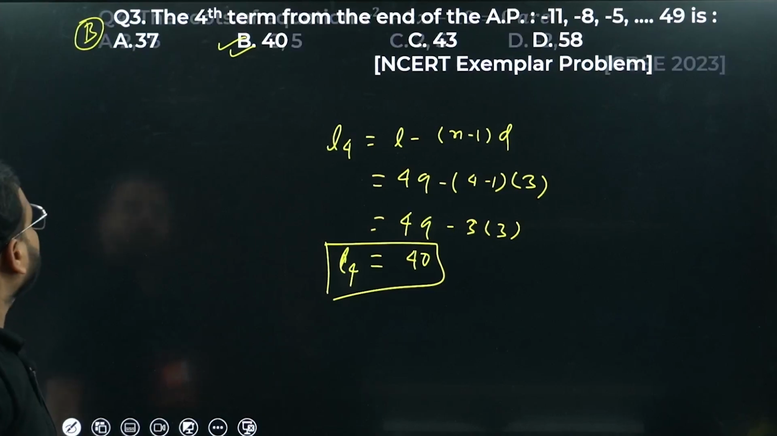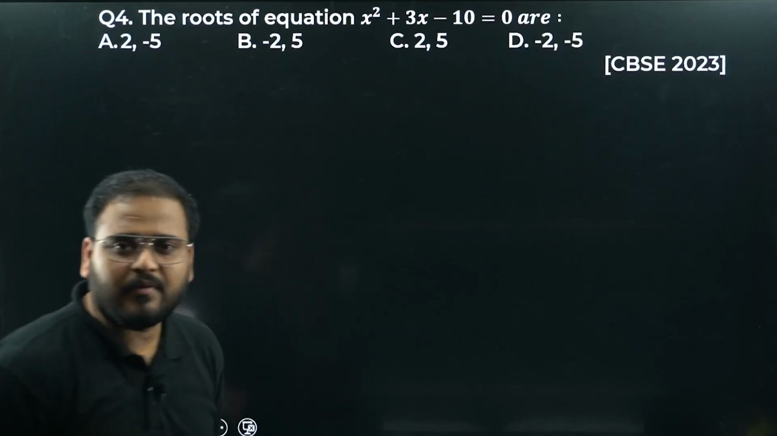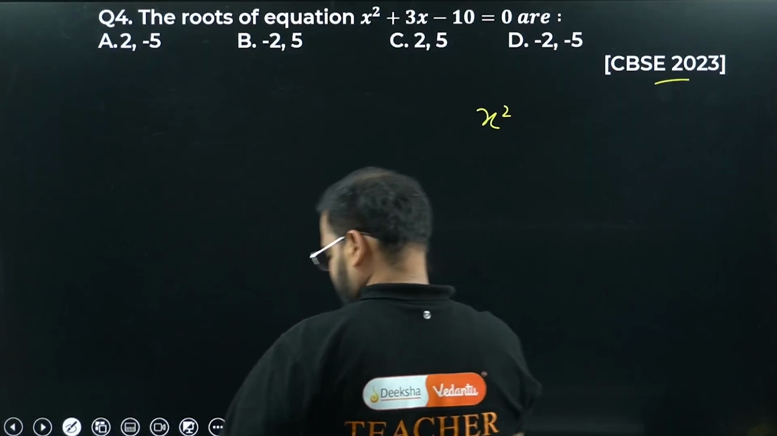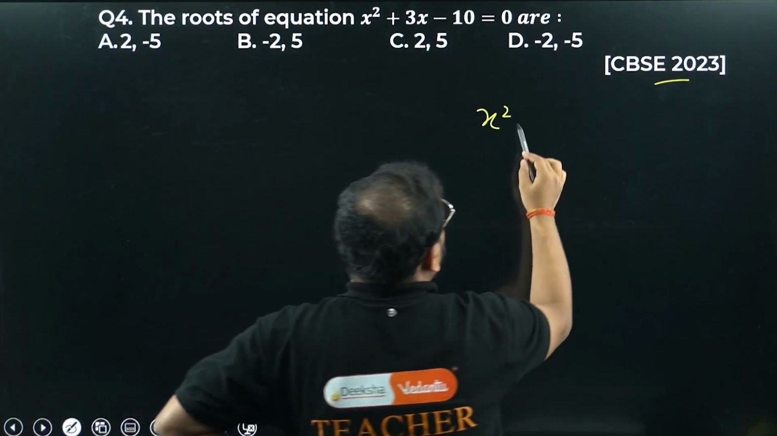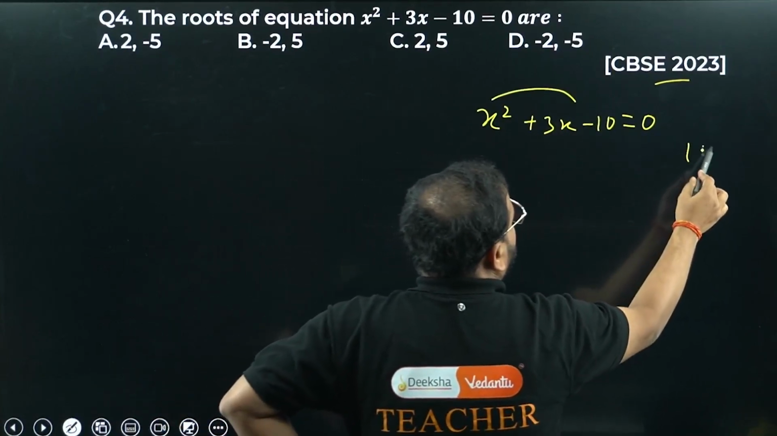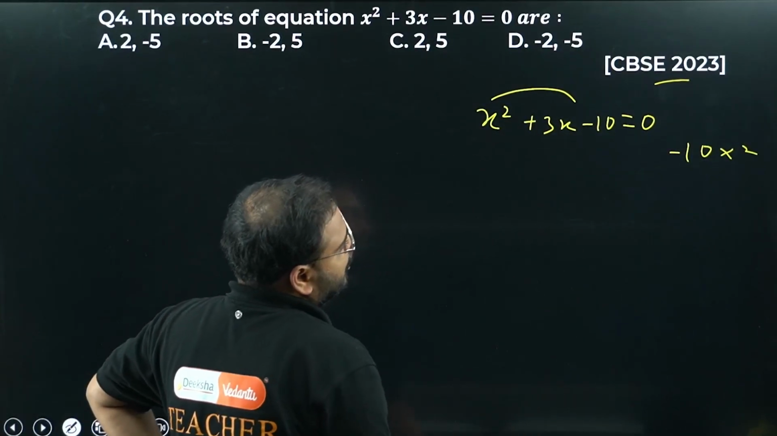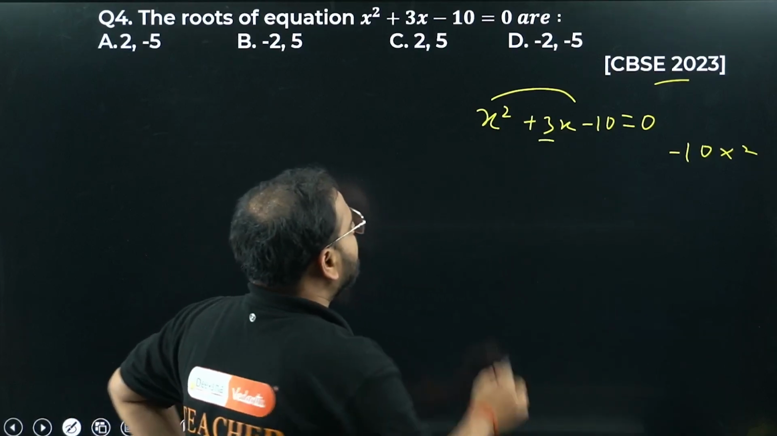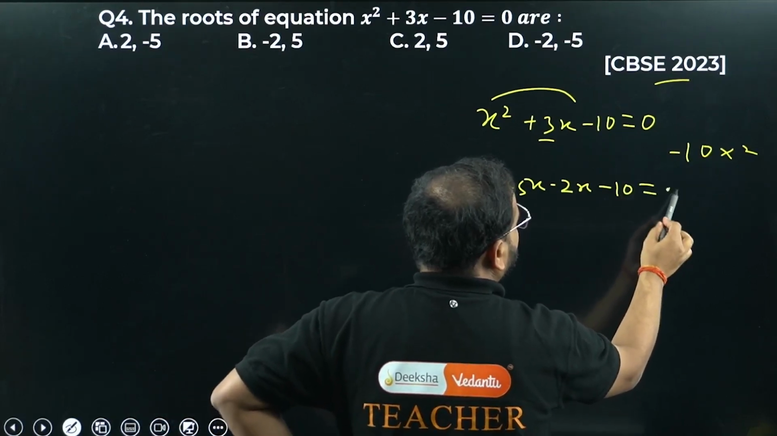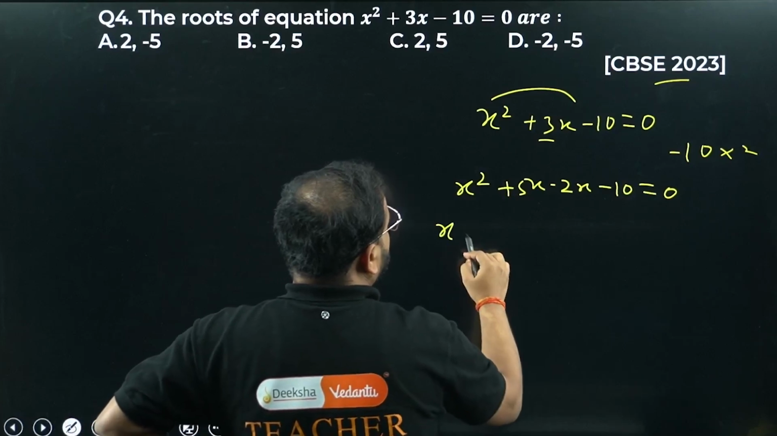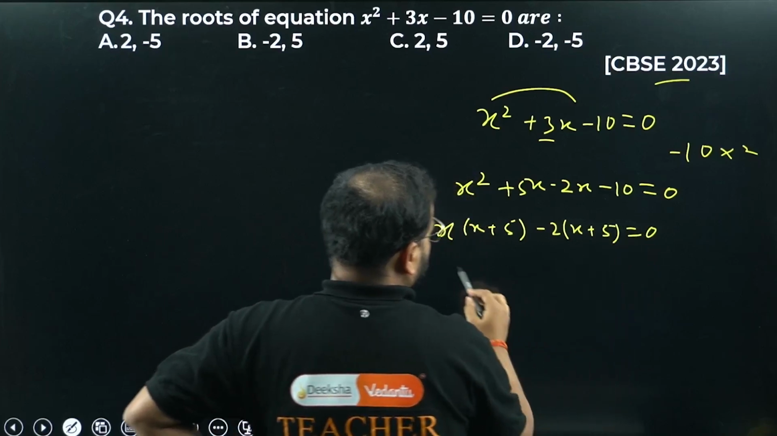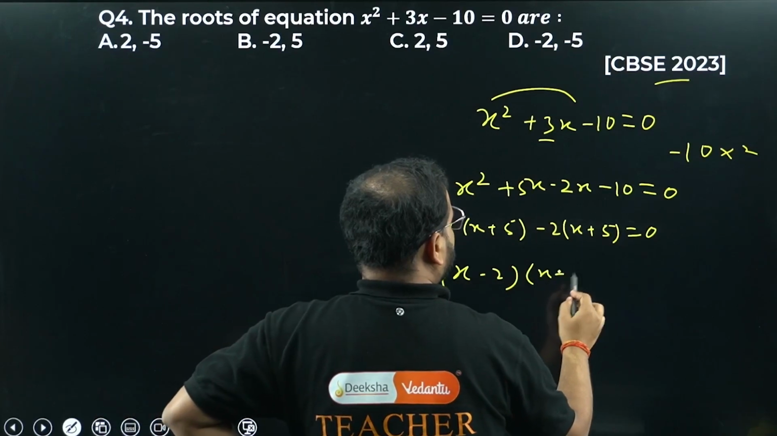Moving on to question number 4: the roots of the equation. How will we find it? Factorization method can be used. Please check. Again a PYQ: x square plus 3x minus 10 equals 0. Multiply last and first term. What I'm getting is minus 10x square. I can make factors of this to get plus 3. So 5 and 2. x square plus 5x minus 2x minus 10 equals 0. I think I've done this question also in the class. Please check. Take x common over here, so x plus 5. Take minus 2 common here, x plus 5. What's the answer going to be? x minus 2 and x plus 5 after factorization.